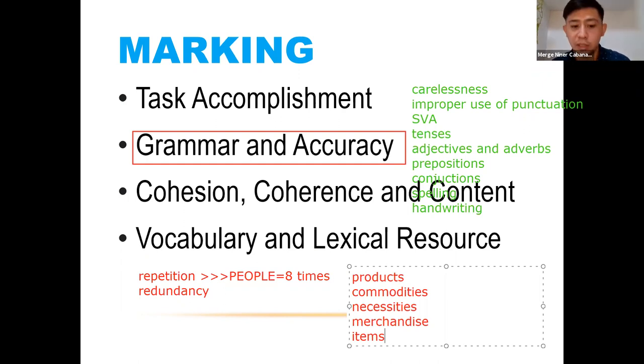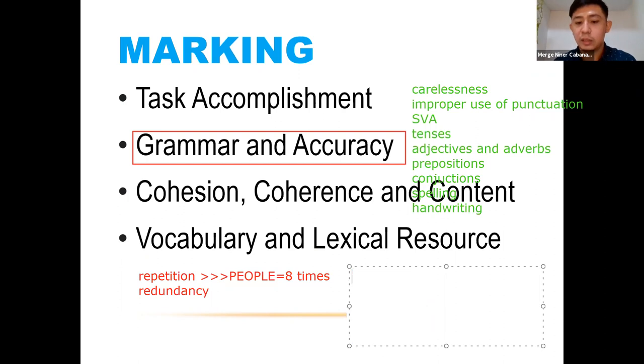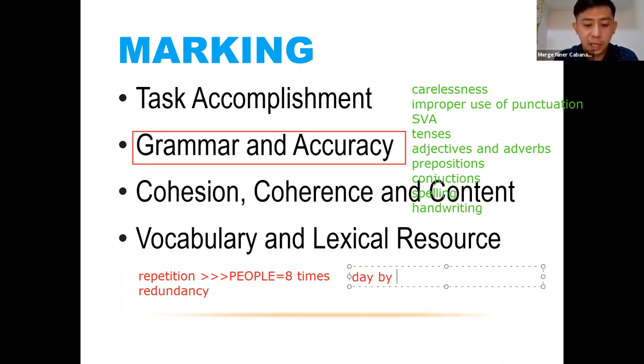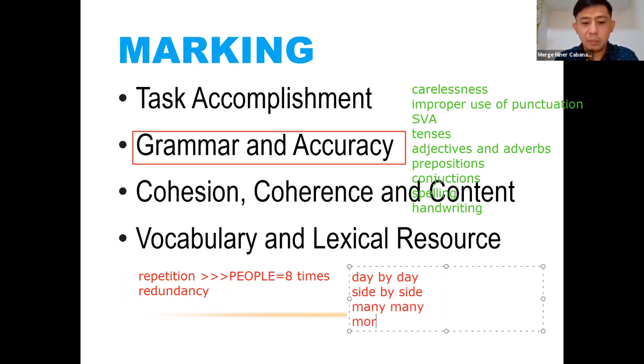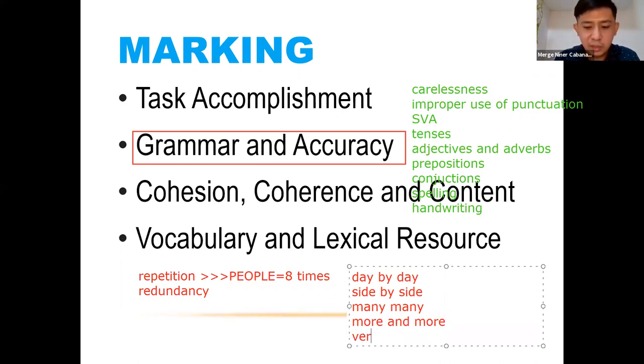What examiners hate the most is if you're going to repeat the words in the same sentence, for example, day by day or side by side. What else? Many, many, more and more. All right. Very, very. All right. Examiners don't like that. So if you're going to repeat a word within the same sentence, then tell yourself you're not doing it right. Okay. It's not right if you're repeating the word. Here's the sentence. And on the next sentence, you repeat the word. That's not the right thing to do.